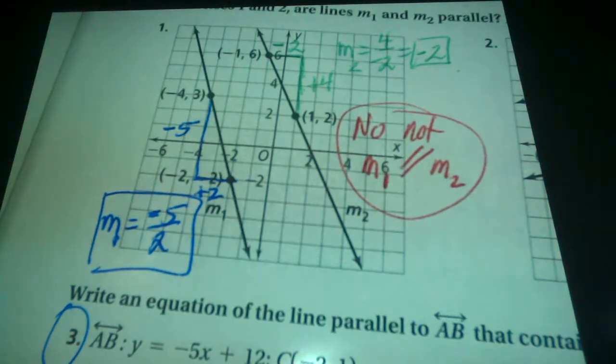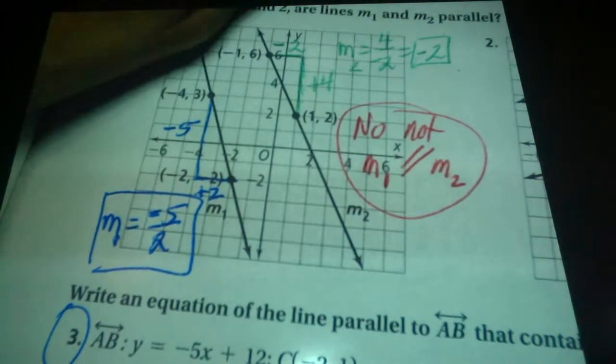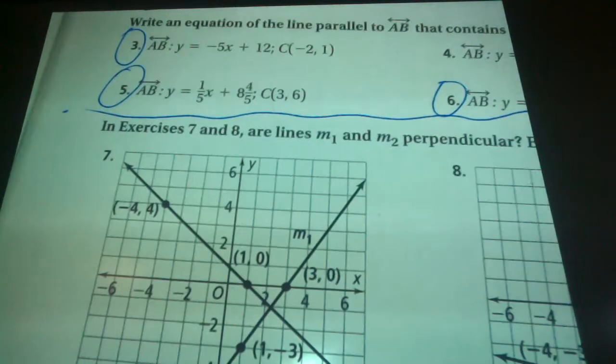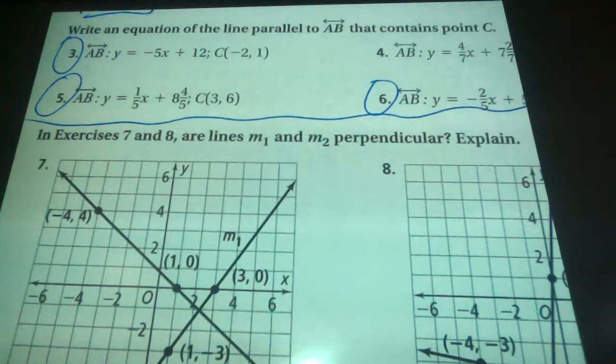Then we're going to do questions 3, 5, and 6. I'm going to do 3 with you, and you're going to do 5 and 6 on your own. Actually, maybe I'll do 5 with you. Got a fraction. So I'll do 5 with you, and then you'll do 3 and 6 on your own. Don't let it bother you.